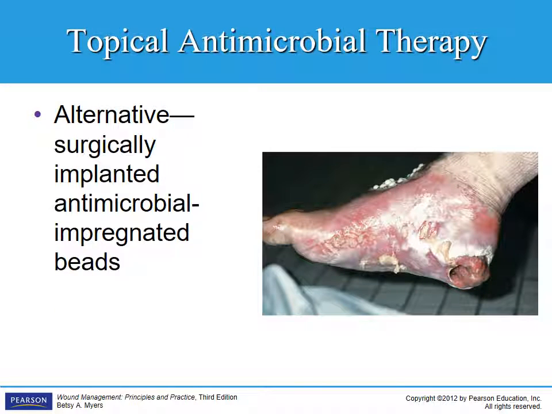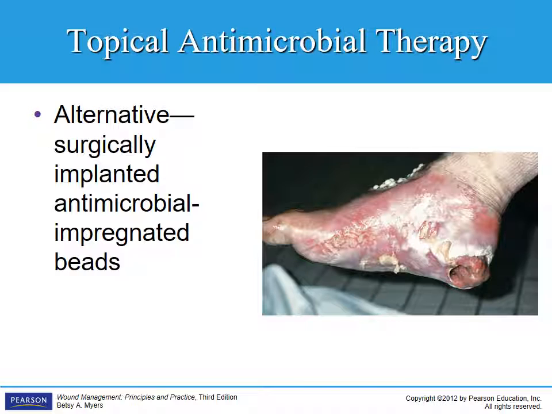So this is an example, and again, you've seen this picture a number of times. If you see those beads right there, those are antimicrobial impregnated beads that are surgically implanted in the wound. They're left there generally for about 3 to 4 weeks. And then the surgeon or the physician takes them out, in the hopes that it has killed any of the microbes deep within this wound.